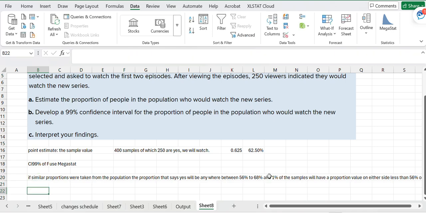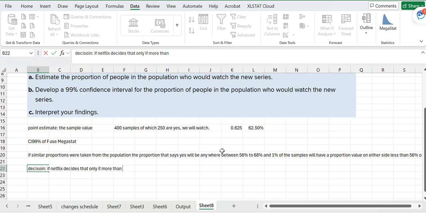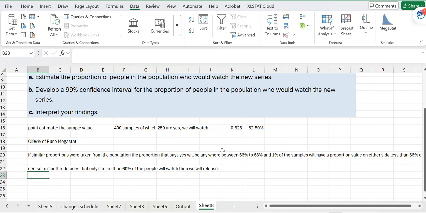Now, can this particular situation be used for any decision making? Yes, it can be used for decision making. What if Netflix decides that only if more than 60% of the people will watch, then we will release. Now, given this condition for the decision making, can we really go in for the release of it? Well, now it's not possible.